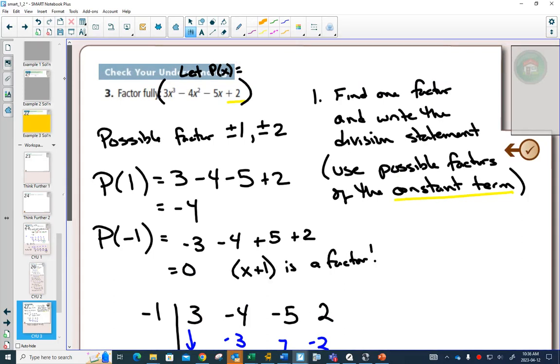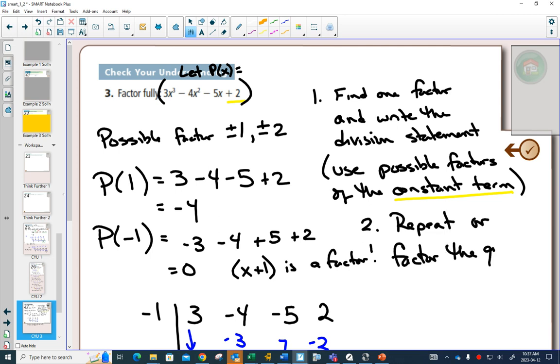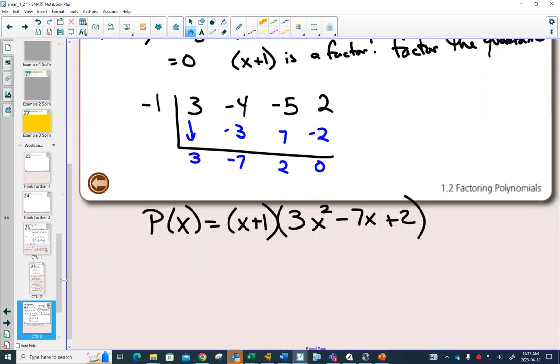Step 2, you either have to repeat step 1, or sometimes you'll start with an x to the 4, you'll get one factor, then you'll get an x to the 3. Then you'll have to do it again with the new x to the 3. Or, if we get a quadratic, which is what we did, now you can use your regular factoring skills.